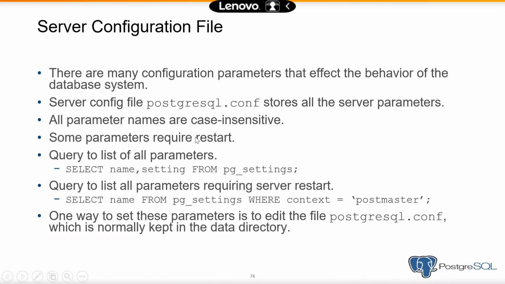If you make any changes to this configuration file, it requires a restart. To list all the parameters which require a restart, you need to say select name from pg_settings where context is postmaster. In order to edit this configuration file, you can use the PostgreSQL.conf file, which is located inside every database cluster. This is the server level change, what we call.